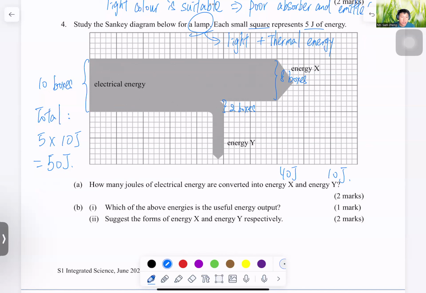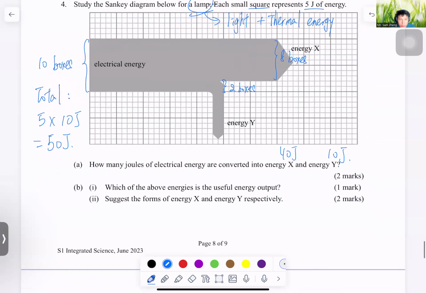Which of the above energy is the useful energy output? Definitely there is no term for energy X, so energy X would be the preferred one for us to have as the useful energy output. Please remember that if the energy is termed a loss, it would be a type of waste. If it is straightforward, then it would be the useful energy output, or the energy output that we want.